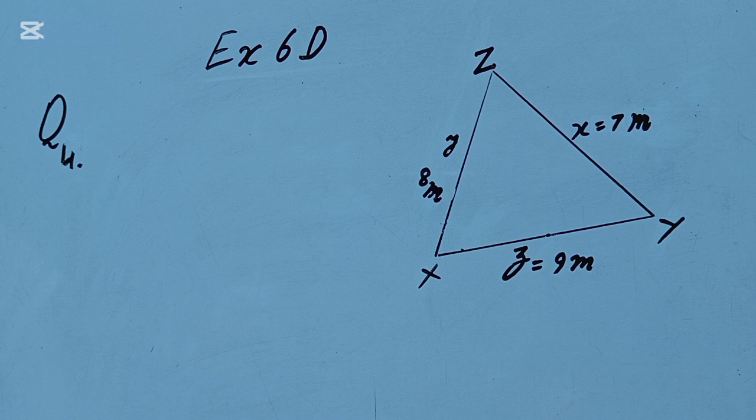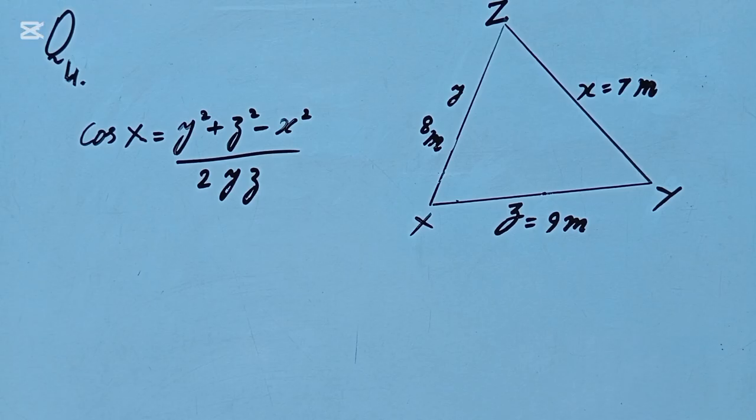Now we find out the angle X first. This is how cosine rule we'll use here. Cosine of the angle we want to find out, this time angle X. So cosine of X equal to the square of the side Y plus square of the side Z minus square of the side opposite to this angle X, which is 7. So y square plus z square minus x square divided by double of the product of y, z.